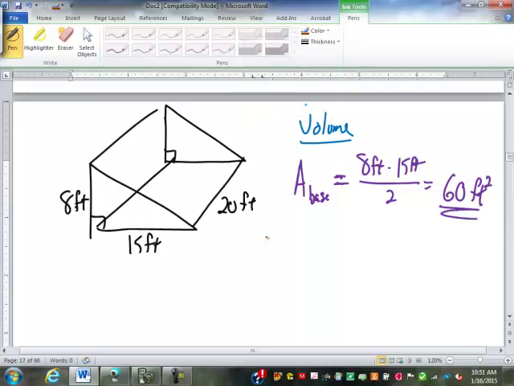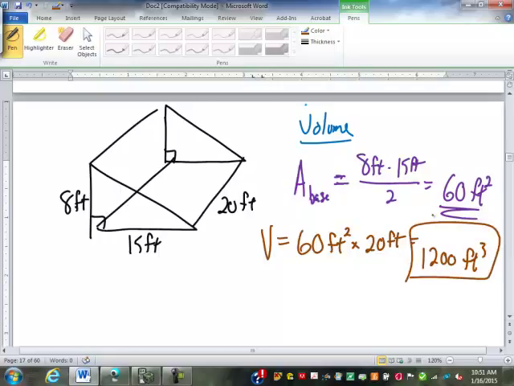How do I find a volume from that? Well, the area of the base, 60 square feet times the 20 feet, which is going to give us 1,200 cubic feet. There's my volume.